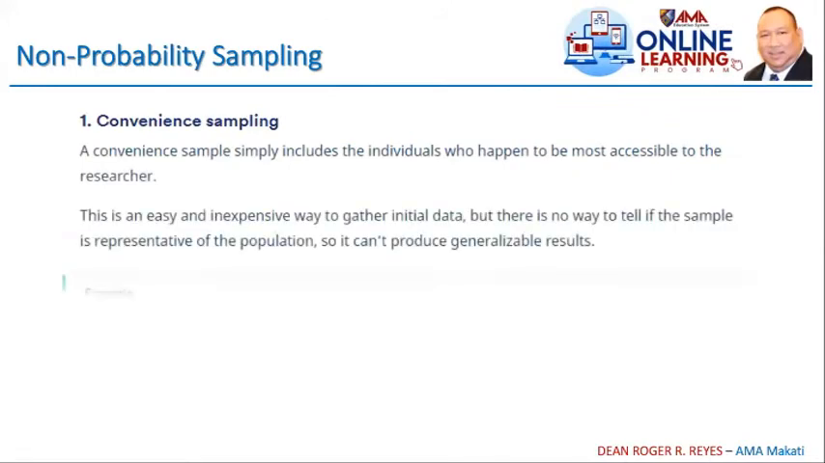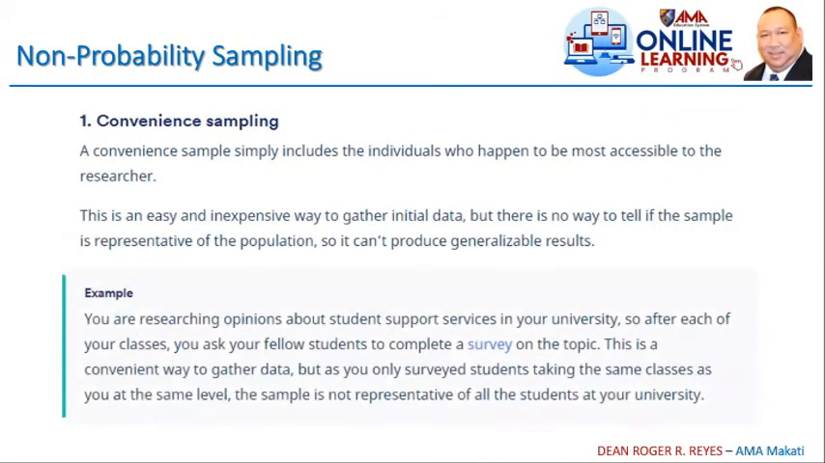Non-probability sampling, bihirang gamitin to for an undergraduate thesis. So, normally pag ganito, pag case study, not for thesis. Case study, yeah, pwede yan. So, pag sinabi non-probability sampling, kabalik ka rin niya ng probability sampling. So, first is convenience sampling.